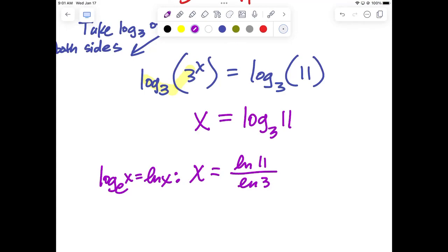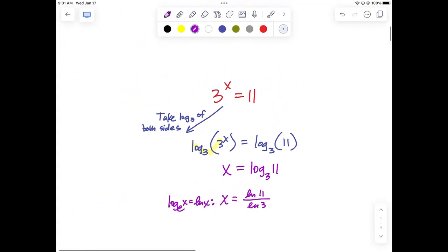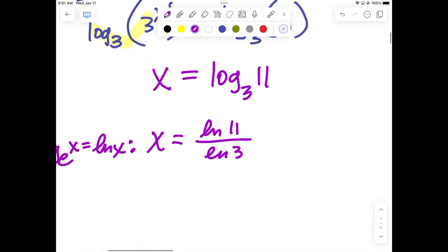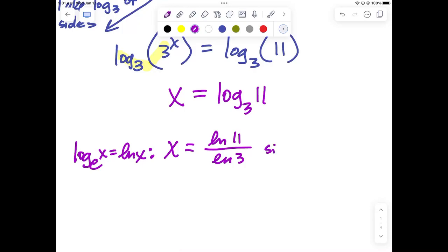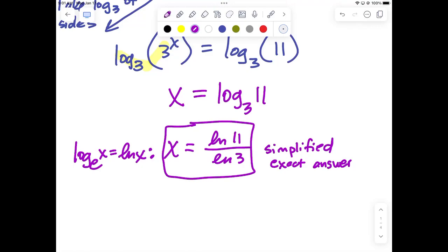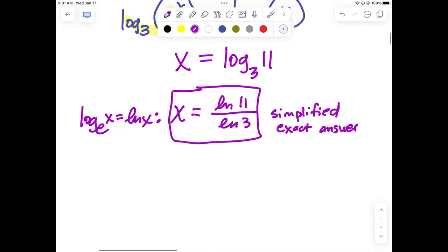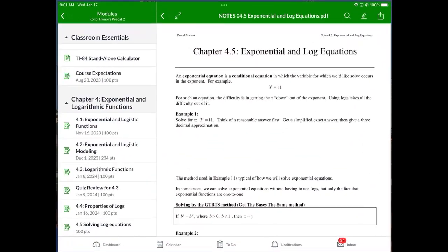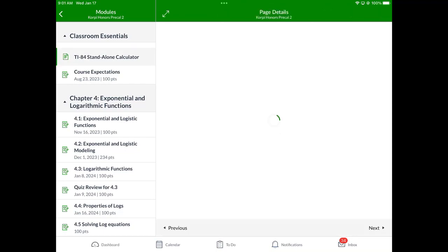Now, that's not a very fulfilling answer to us. We were hoping for 2 point something, right? But guess what? This is a simplified exact answer. And we can carry this around in its purest form for any subsequent calculation and not have to worry about rounding error.